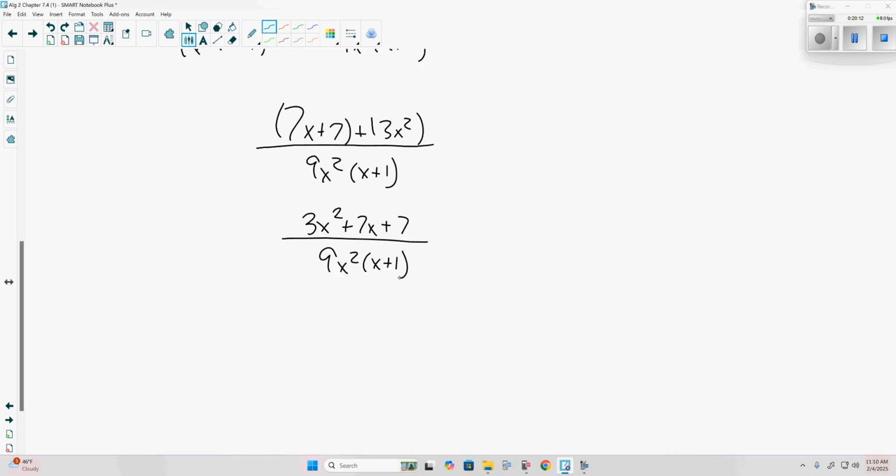Telling us that we have 3x squared plus 7x plus 7 in standard form. Questions on how we got to this point here? Now at this point here, we need to make sure this doesn't factor, specifically 3x squared plus 7x plus 7 doesn't factor.